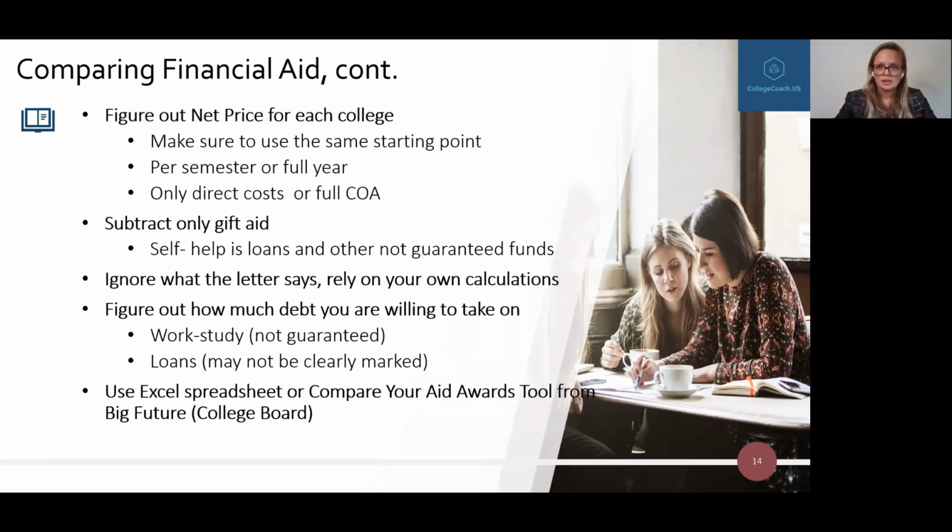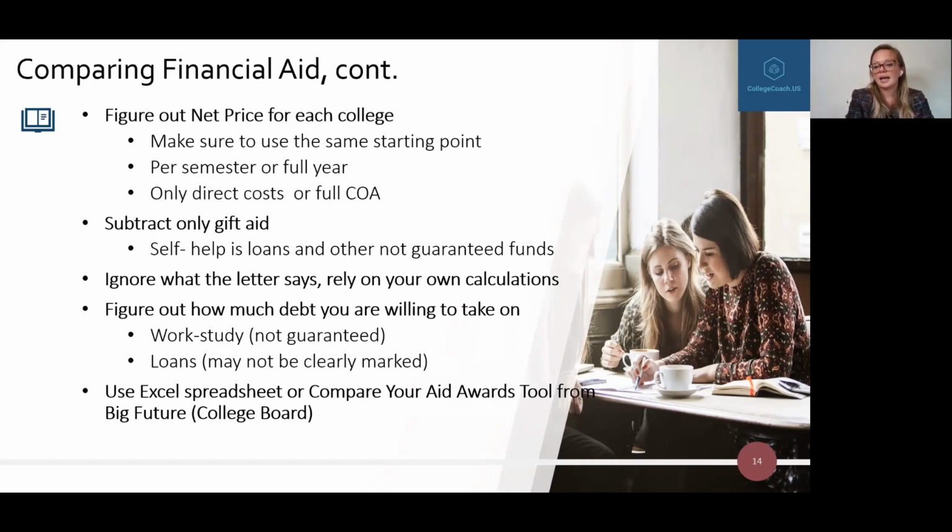Ignore what the letter says. Go by your spreadsheet, go by your calculations, and then figure out how much debt you can take on. How much debt are you willing to take on? Don't consider work study as a sure thing. Don't assume that your kid is going to get a work study job and then turn around and pay that money for tuition, because a lot of times students either can't get a job, or they get a really low paying job, or they don't want to spend that money on tuition. They want to have that money for pocket expenses.